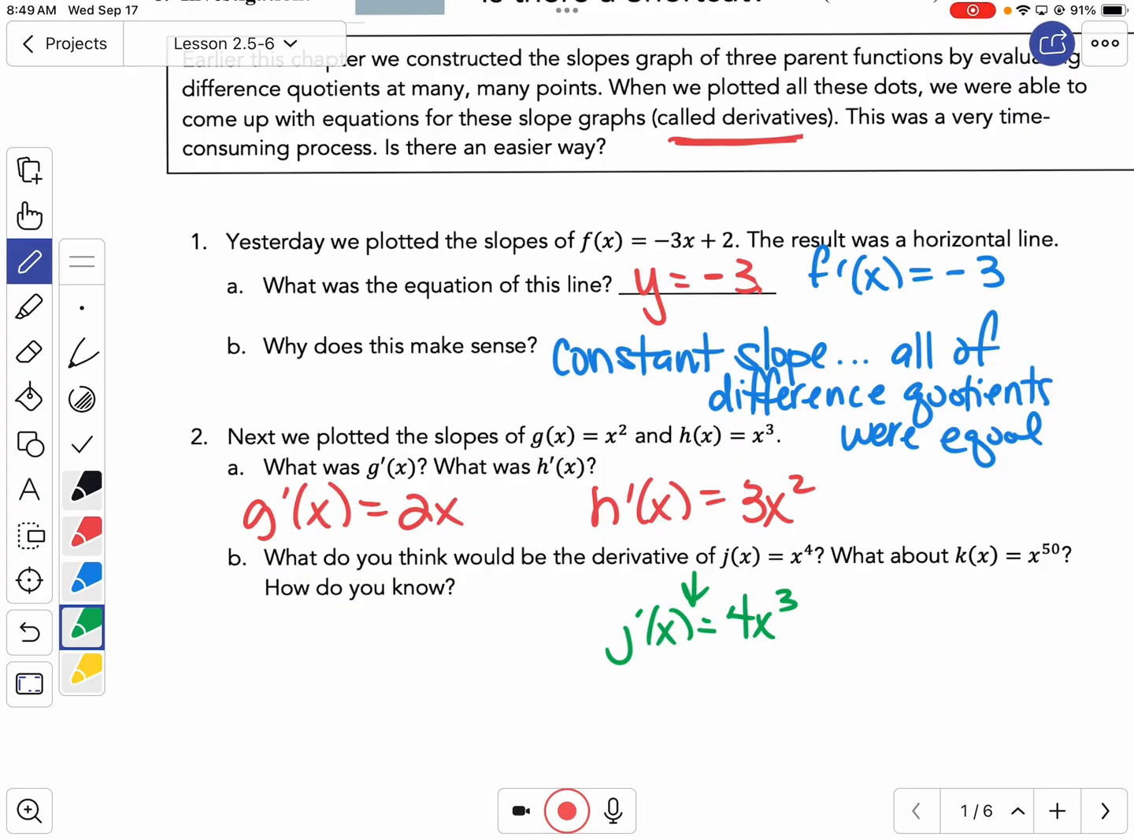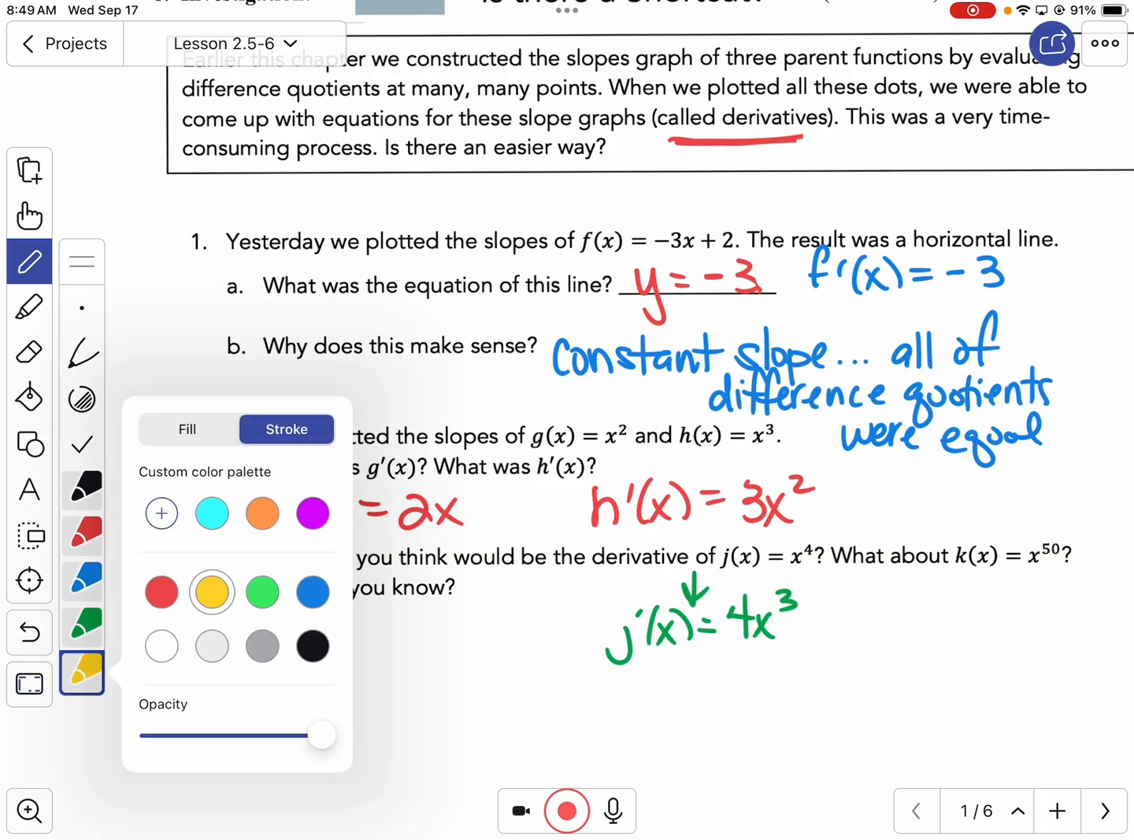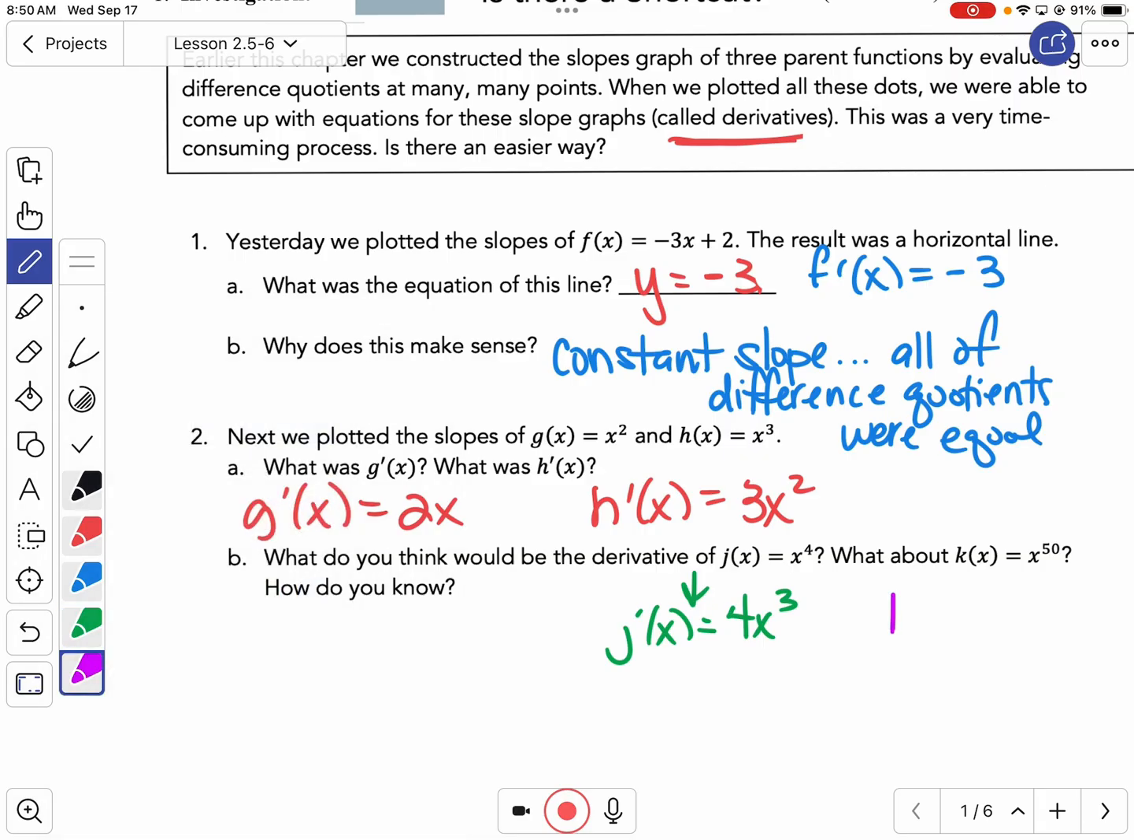So if we're just looking at the other patterns, started with a quadratic x squared, it became 2x. Started with a cubic x cubed, it became 3x squared. Started with a quartic x to the fourth, it became 4x cubed. If that's the case, what do we think about x to the 50th? Well, what power would x be? 49. What's my coefficient going to be? 50. Okay. So what is it?